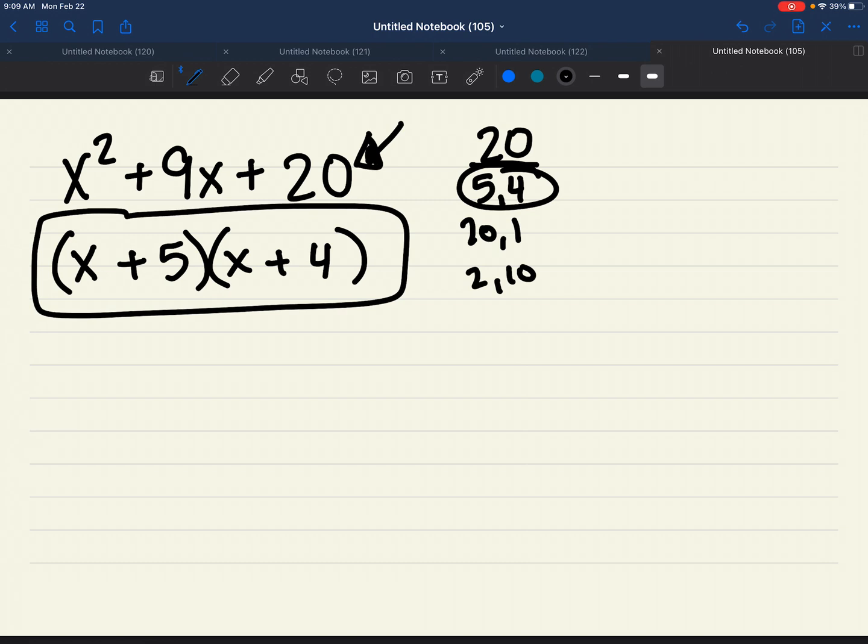How do I know that both of those are going to be addition? Because everything is positive. That is correct.